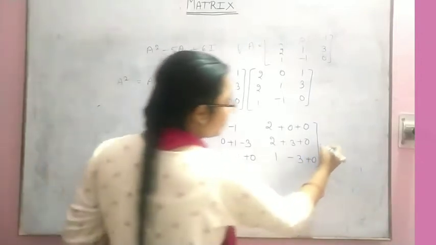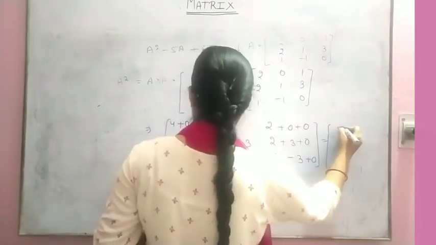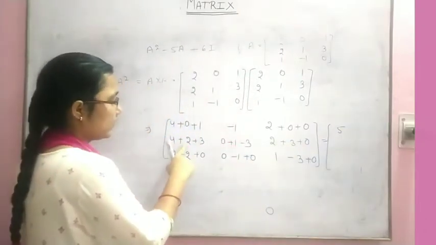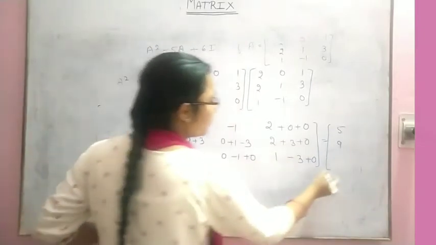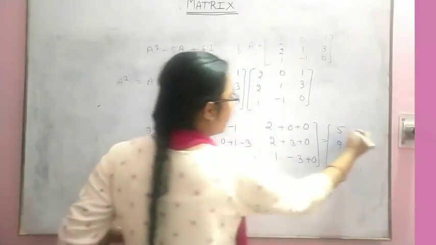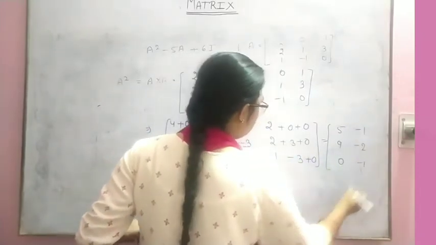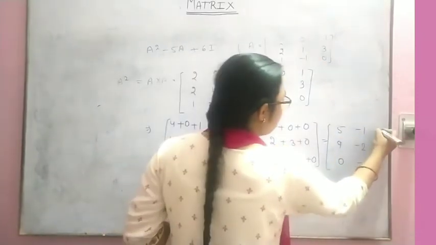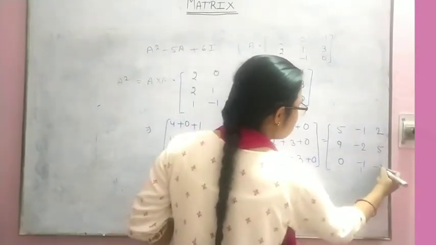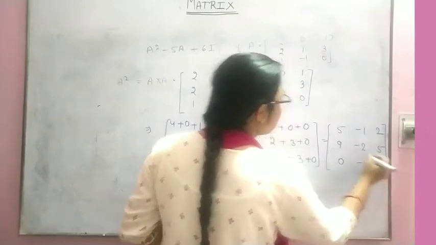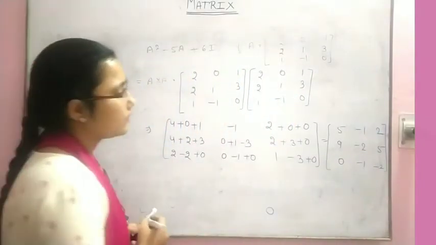We get 4 plus 1, 5, 2 minus 2, 0. Now minus 1, minus 2 and minus 1. This is 2, 2 plus 3, 5, and 1 minus 3, this is minus 2. So this is the multiplication of A cross A.